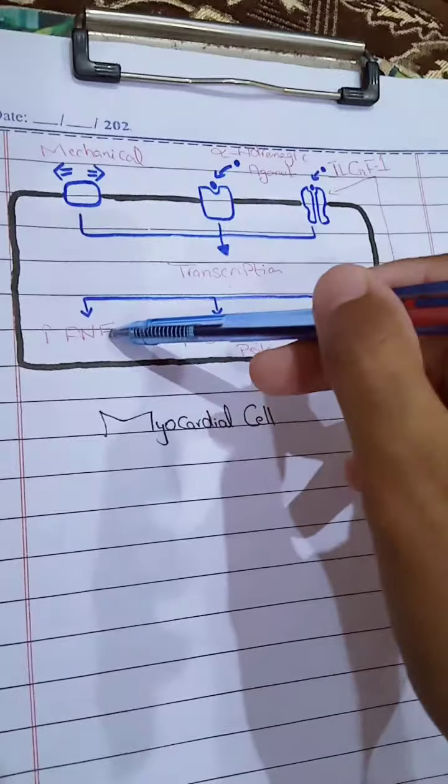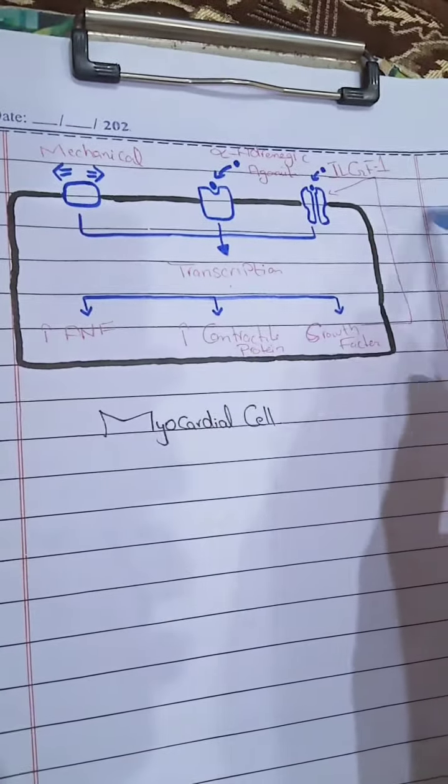And there is mechanical stress of any kind, for example an increase in hemodynamic overload, or any other condition, hypertension, wall defect, which increases the stress on the heart. So when it increases stress on the heart, then there is increased transcription, and contractile protein increases, ANF increases, and growth factor, which also does the same cycle, all these increase.